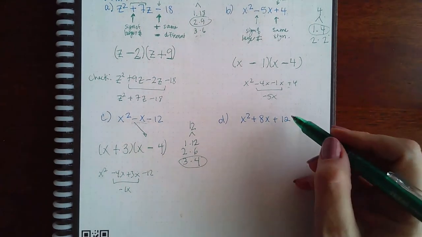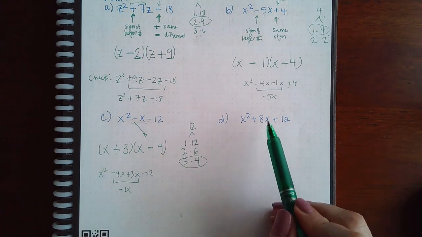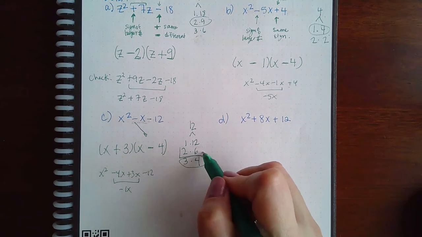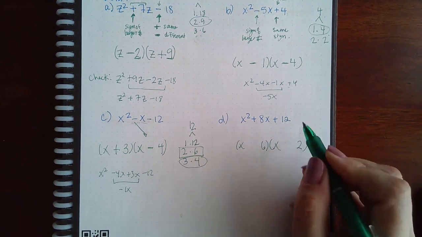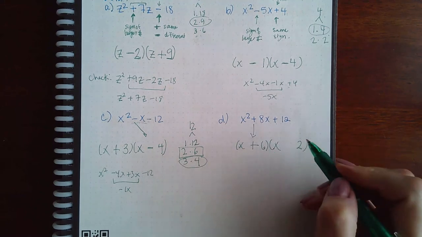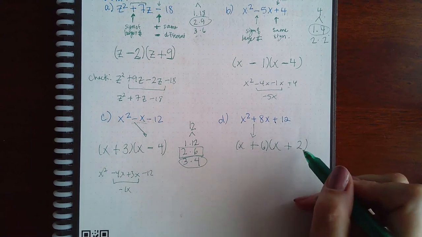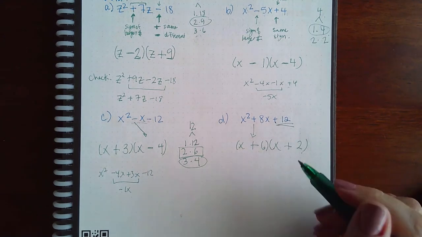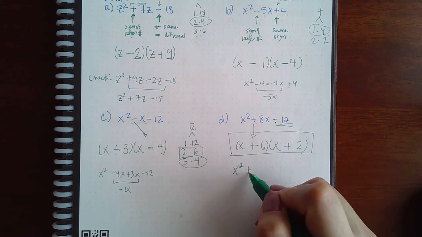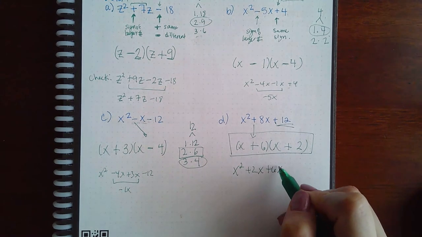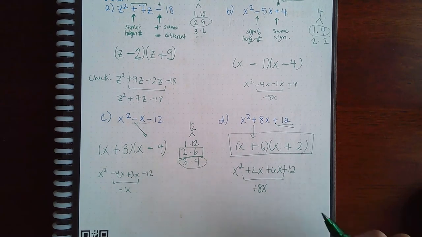Now here, again, 12, I've already broken up 12, so I'm not going to do it again, but this time I want them to add to give me 8, and that would be this group instead. So x and x, 6 and 2. The bigger one has to be positive, and because this is positive, they should both be positive, so that when I multiply a positive times a positive, I end up with a positive. Again, you can check your answer: x squared plus 2x plus 6x plus 12, and the middle term does turn out to be positive 8x.